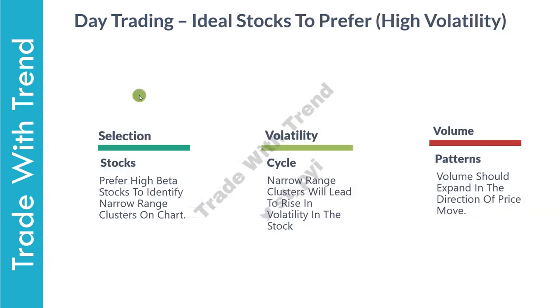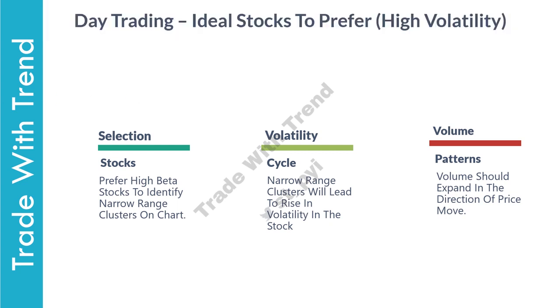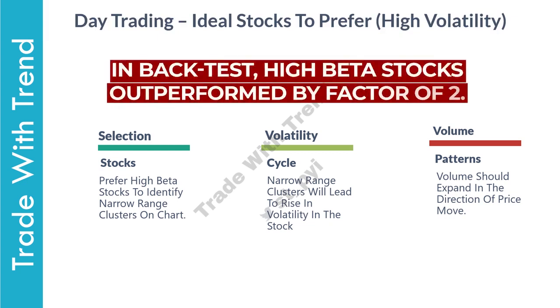Now, while identifying narrow range cluster is important, it is equally important to identify stocks where you need to spot such clusters. As a rule of thumb, select only those stocks that are high beta in nature. The main reason for this is that you want stocks that are high beta in nature but undergo a period of volatility contraction. Once this phase gets over, stock would then expand due to being high volatile stock by nature. I hope this aspect is clear.